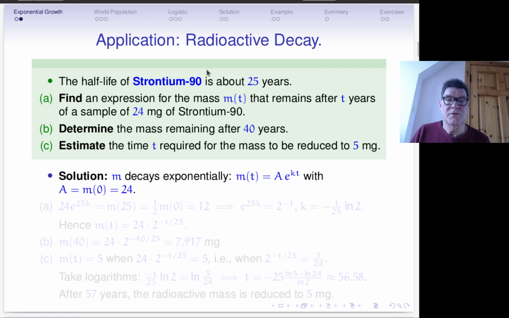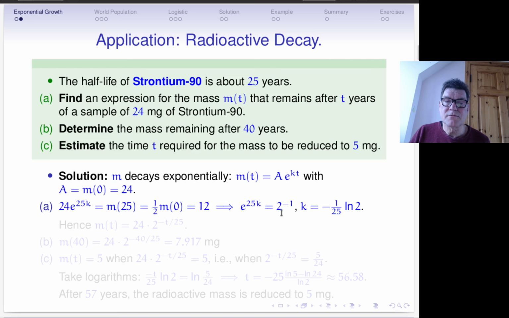Then we also know that after 25 years, these 24 milligrams have decayed to 12 milligrams. So we can set up an equation using the constant A already: 24 times e to the 25k, 25 being the 25 years in time here. That's m evaluated at 25, which is half of the initial mass, 12. And that's an equation which now only involves k as an unknown, and we can solve this for e to the 25k, which of course is 1/2.